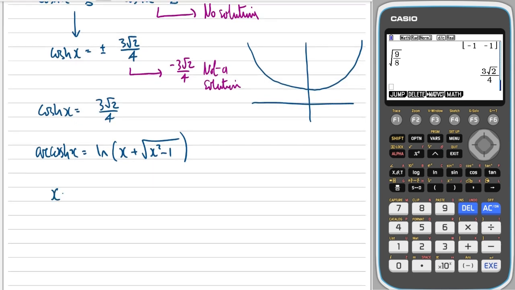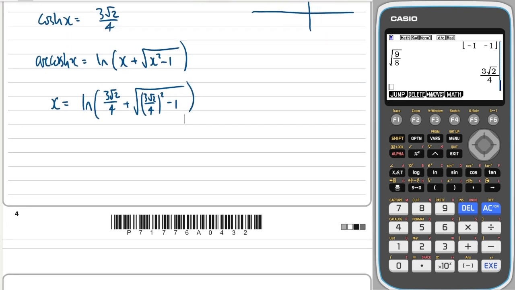So now we can say that x is equal to ln of (3 root 2 over 4 plus the square root of (3 root 2 over 4) squared minus 1). Okay, now we need to simplify this. So I'm going to go to our calculator, and I'm going to square this, which gives me 9 over 8. And then if I minus 1, it gives me 1 over 8. So I'll just write that line of working.